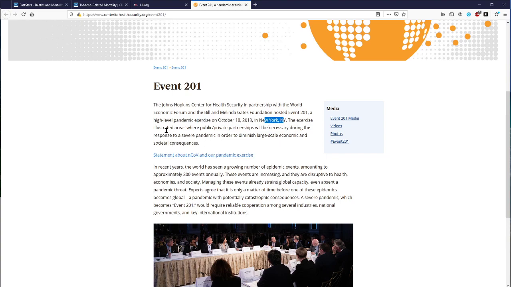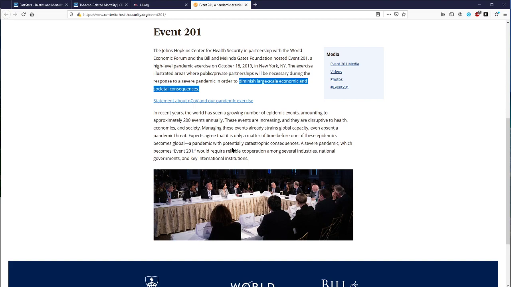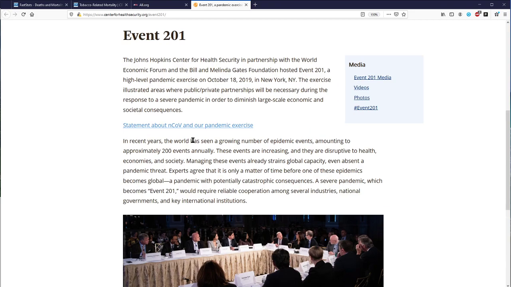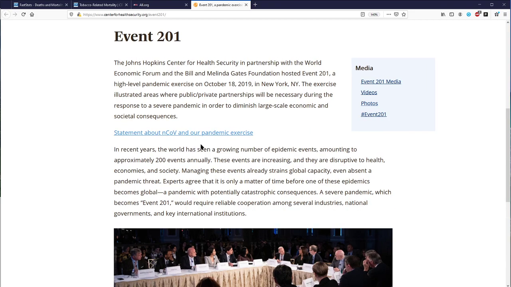The exercise illustrated areas where public-private partnerships would be necessary during response to a severe pandemic in order to diminish large-scale economic and societal consequences. Diminish? Well, I think we are having large-scale economic and societal consequences, with a lot of businesses shut down and people not being able to make money to pay their rent and, you know, feed their families.